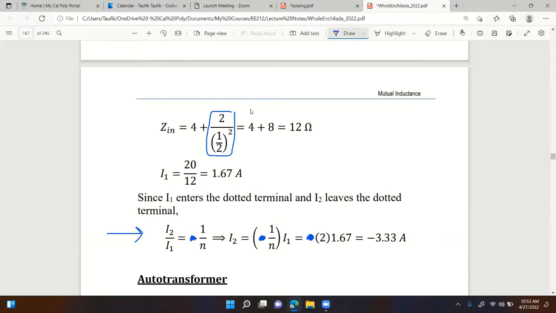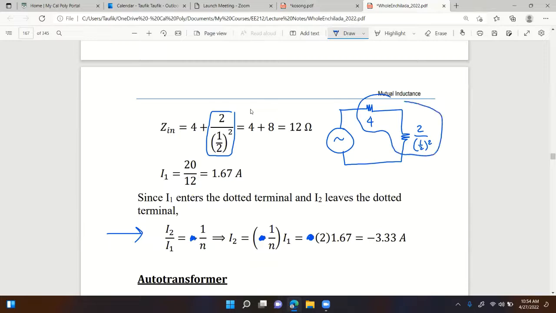And then once you get that, I have a new equivalent circuit that looks something like this. 2 divided by 1/2 squared, and then this is 4 ohms. And you can see that 4 ohms and the other resistance are in series, so I can just add them up to get the total resistance. So now the circuit becomes simply this circuit, 20 at 0 degrees.